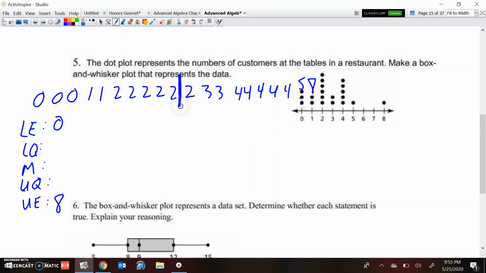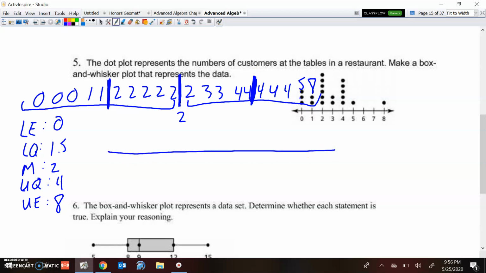We haven't seen one like this before. When the median doesn't exist as a single number, you just find the average of these 2 numbers. In this case it is just 2, but if they were different numbers you would find the average of them. My lower quartile is the middle of these values, so it's going to fall right here, which is 1.5, and my upper quartile is the middle of these values, right here, which is 4. Again, we put these on a number line, and I'm going to have this ready for you right now.